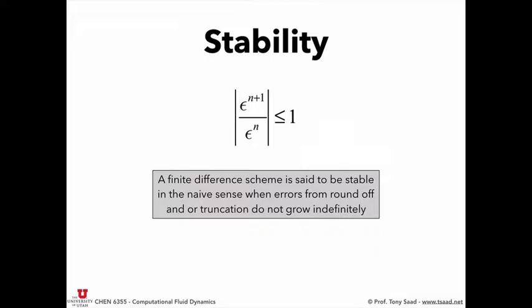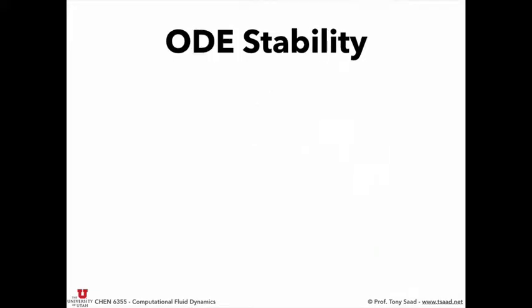So this is one definition. A finite difference scheme is said to be stable in a naive sense when errors from round-off and/or truncation do not grow indefinitely in time. So before we look at PDE stability, I want to look at ODE numerical stability.